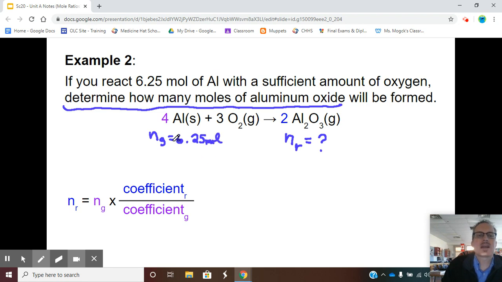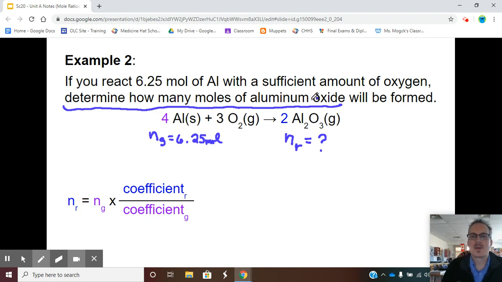And I'm going to be neat and organized. I'm writing underneath the aluminum, underneath the aluminum oxide. I want to make sure I'm making a point to take extra seconds to get everything lined up. Now you'll notice this is the same question as the previous page. However, I'm asking us to find the moles of something different. On the last question, we were given the moles of aluminum and you had to find the moles of oxygen. In this question, we're given the moles of aluminum and you have to find the moles of aluminum oxide.